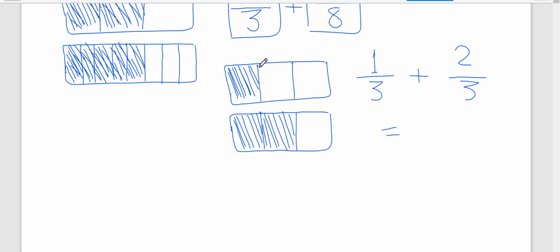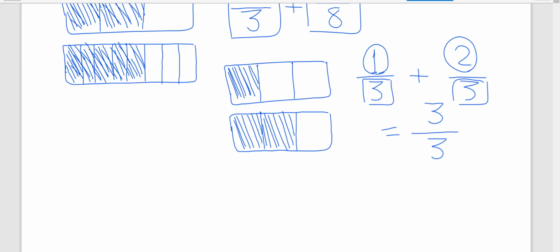equals what? We cut them into the same size, so they have the same denominator. So, 1 third plus 2 thirds equals what? Keep the same denominator in the result and add the two numbers in the numerator. 1 plus 2 equals 3.